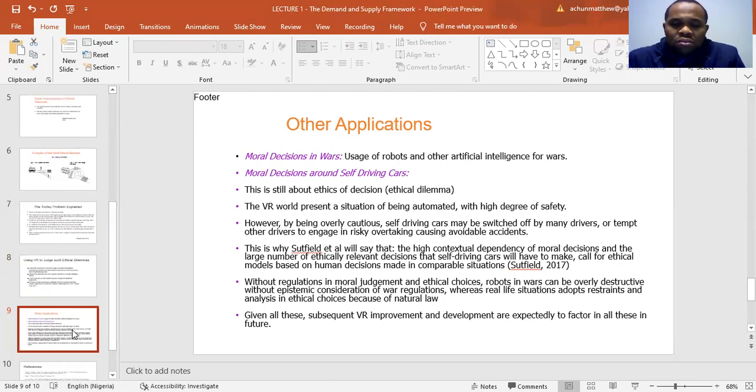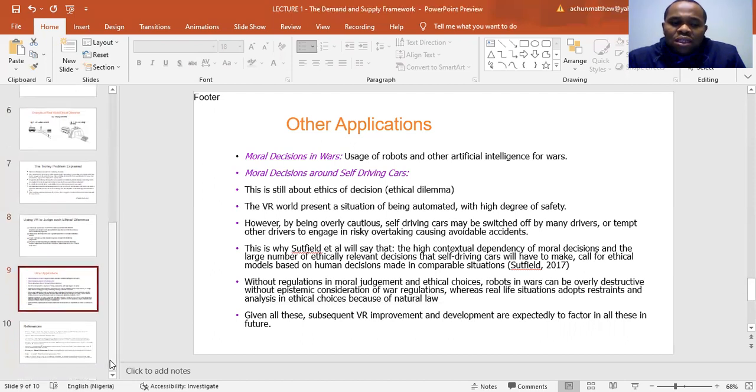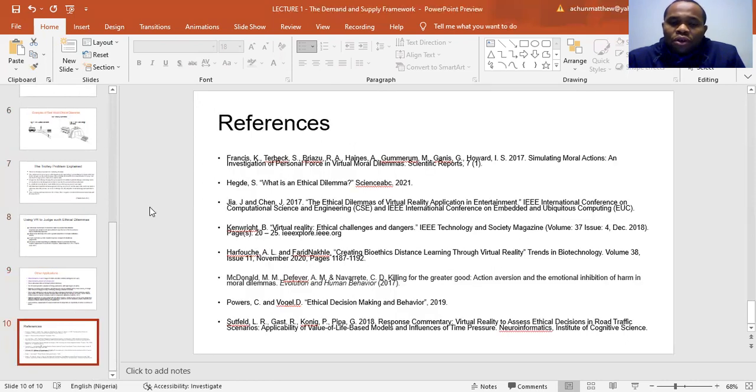But the only thing he mentioned is that sometimes they are overly cautious, and in being overly cautious, it affects some moral judgment such that other vehicles could now be affected and may lead to accidents. So subsequent virtual realities should be improved in this regard, such that that overcautious situation will no longer be.